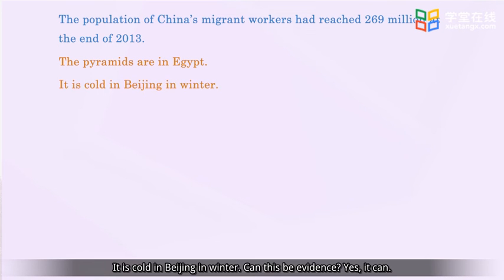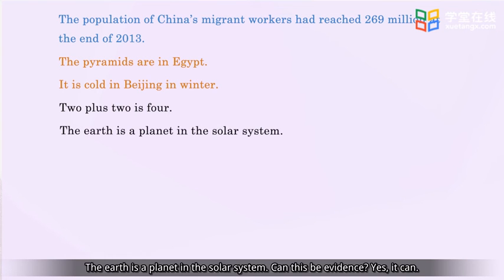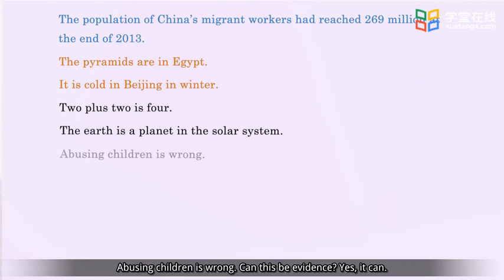It is cold in Beijing in winter. Can this be evidence? Yes, it can. 2 plus 2 is 4. Can this be evidence? Yes, it can. The Earth is a planet in the solar system. Can this be evidence? Yes, it can. Abusing children is wrong. Can this be evidence?